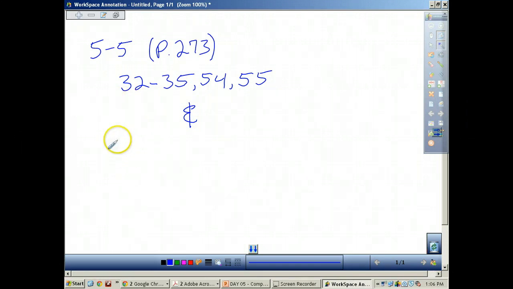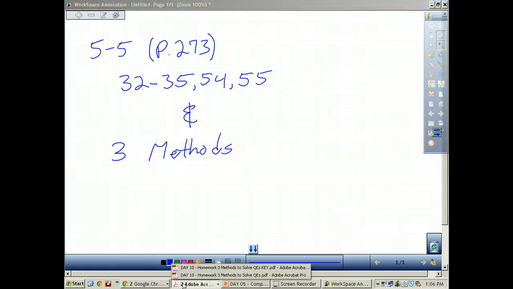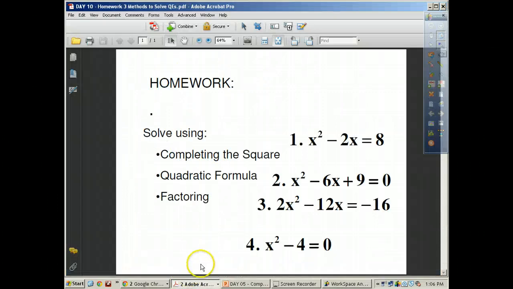In addition to that, you're going to be doing solving with 3 methods. What that means is that I'm going to show you right here. I want you to take number 1, number 2, and number 4, skip number 3, and I want you to solve those using completing the square, quadratic formula, and factoring. Each one of these, solve it using all 3 methods.